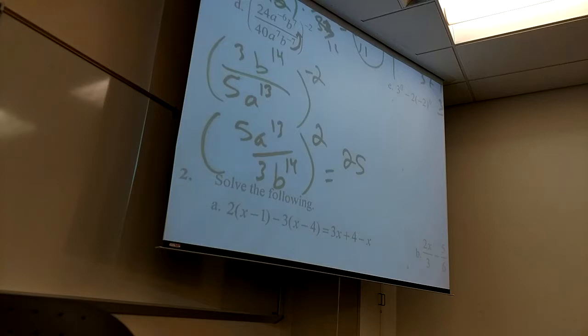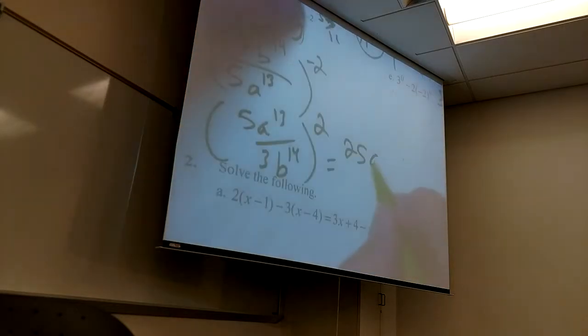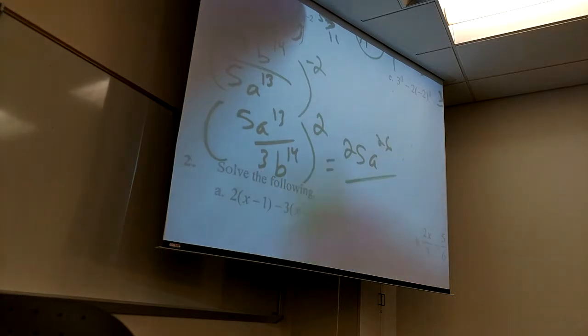26. I love it. So when you raise something with a power to a power, you multiply powers, because it's the definition of multiplication. If I had 2 crates, and there's 13 apples in each, how many apples do I got? 2 times 13, right? Yes? So I have 2 groups of 13 A's, so of course I got 26 A's. A to the 26. On the bottom, I'm going to get 9 B to the 28.